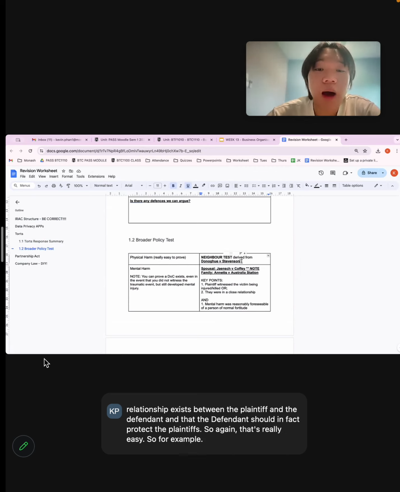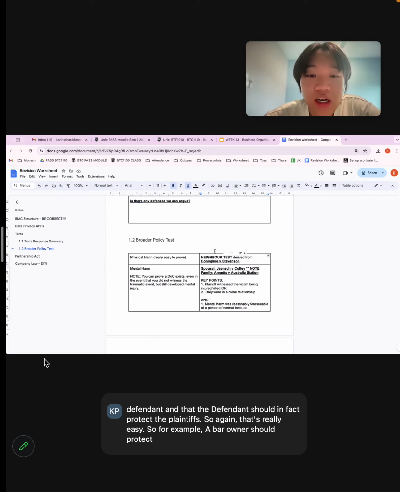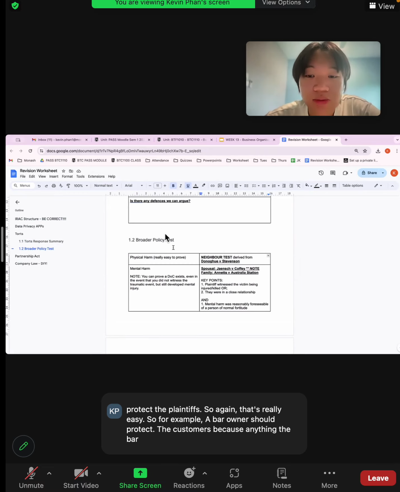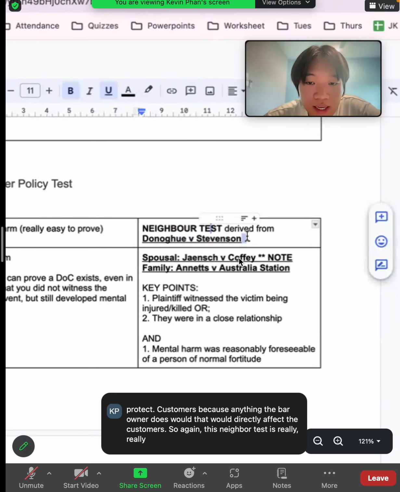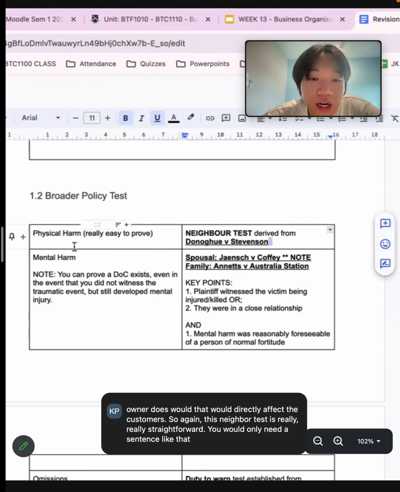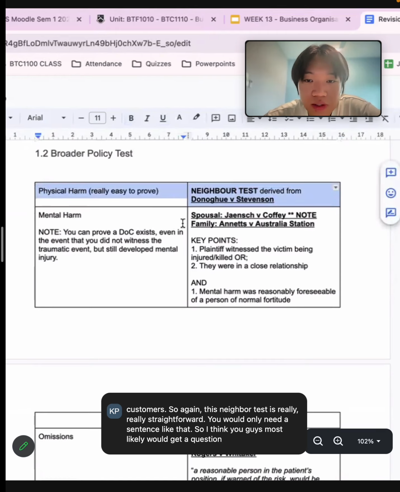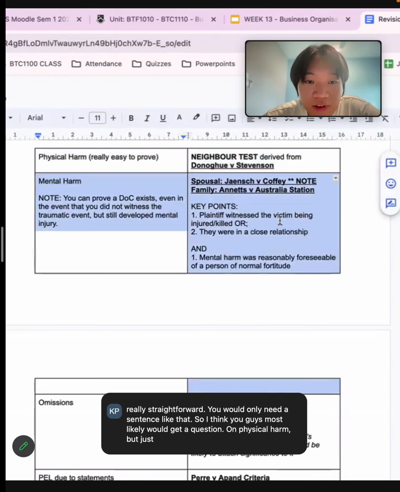So for example, a bar owner should protect the customers because anything the bar owner does would directly affect the customers. So again, this neighbor test is really straightforward. You would only need a sentence like that. So I think you guys most likely would get a question on physical harm, but just for the sake of it, you may also get a question on mental harm.